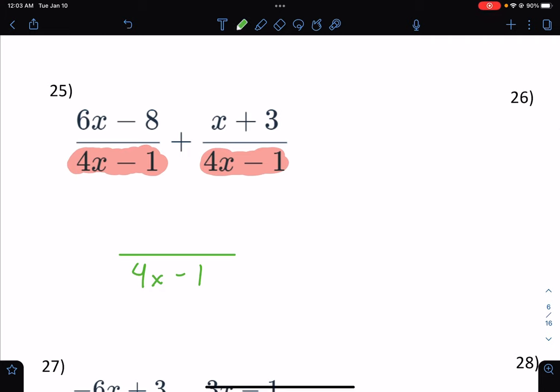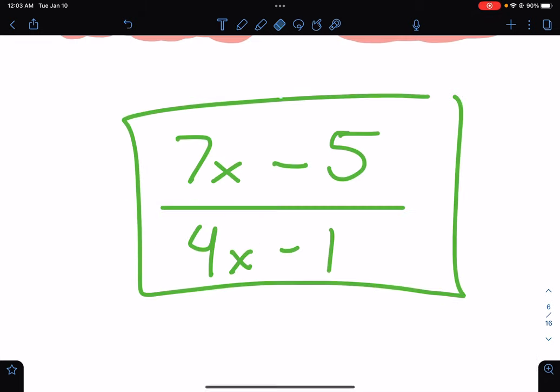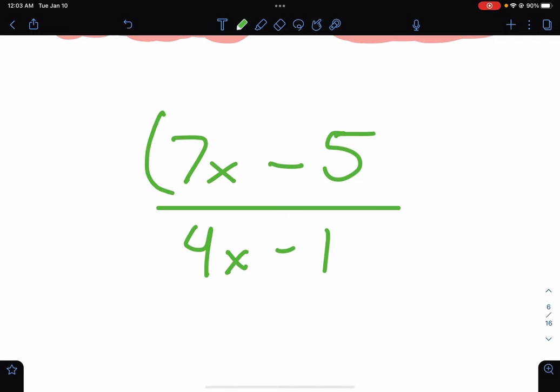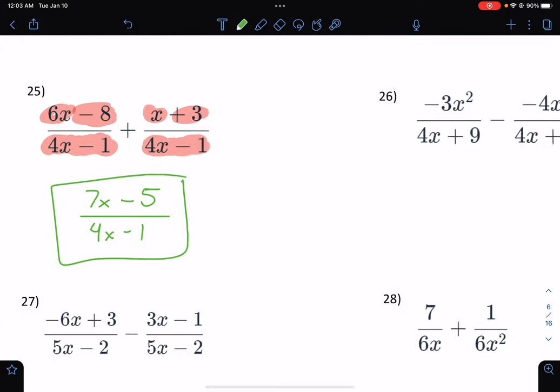Now, in this case, we do have like terms, right? We've got a 6x and an x, which is going to give me a 7x. And we've got a -8 and a 3, which is going to give me a -5. All right? So that would be my answer there. Now, you might be tempted to go, oh, I could cancel these x's out. Do not do that. You can only do that when it's an entire factor. Like this is a factor here, this is a factor here. You can't cancel out when you've got pluses and minuses, like right after the x's like that. So yeah, that would be our answer there.